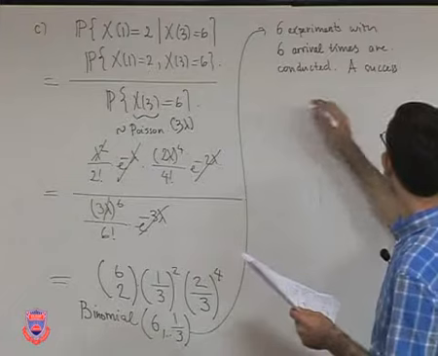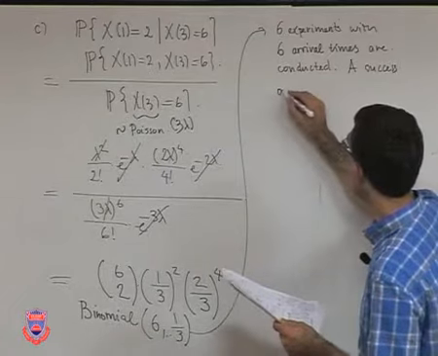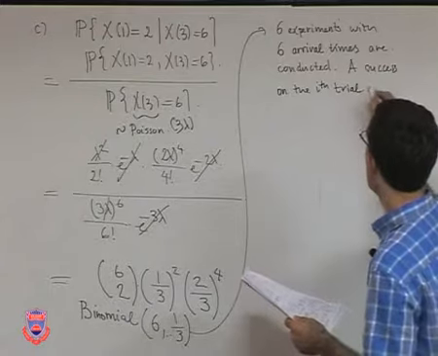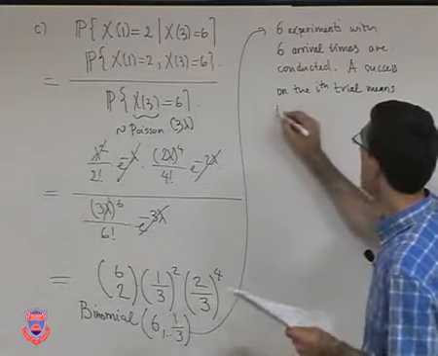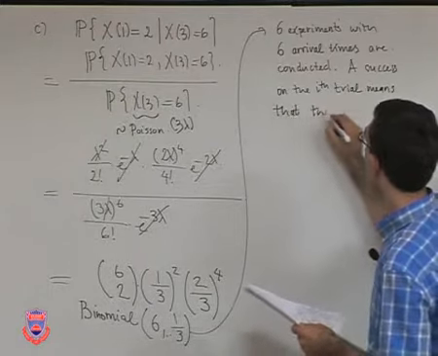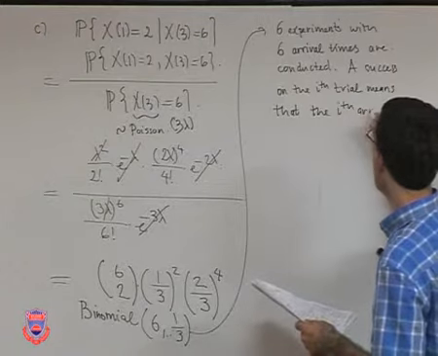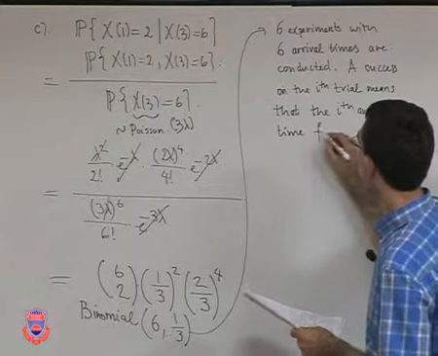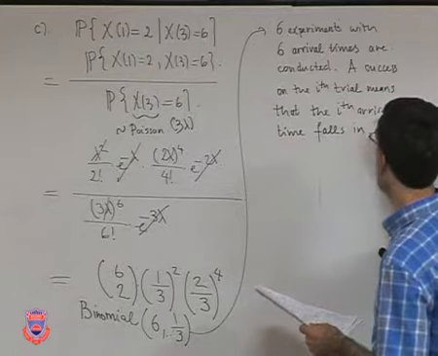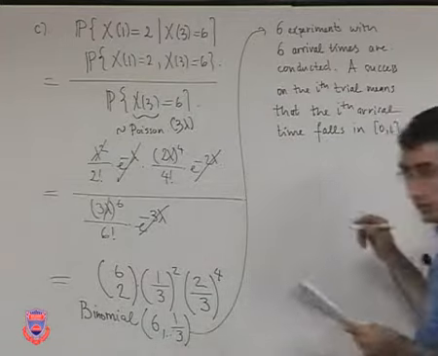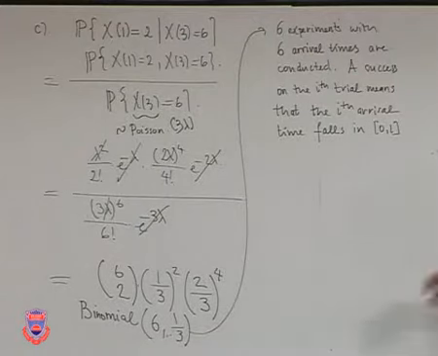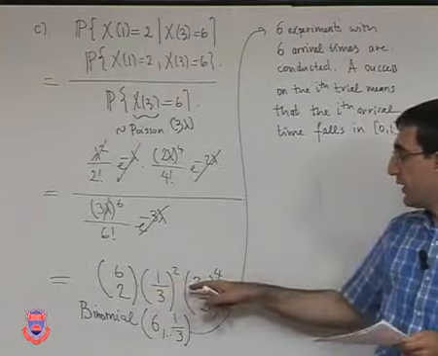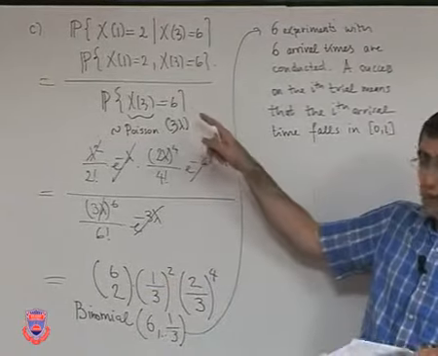Maybe I should be more specific. A success on the ith trial means that the ith arrival time falls in the interval from 0 to 1, okay? And therefore you are basically calculating the probability that exactly 2 of those 6 arrivals will fall in the interval from 0 to 1.